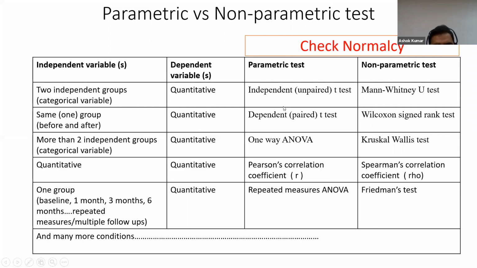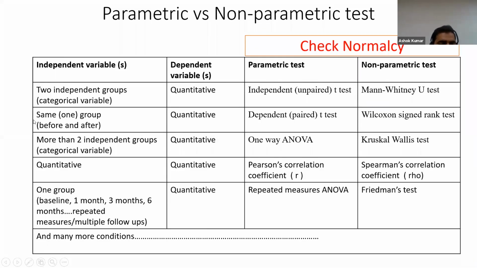So we have to use the independent or unpaired t-test if the dependent variable, that is quantitative, follows the normal distribution. So before a parametric or non-parametric test, we always have to check the normalcy of our dependent variable, the quantitative, continuous dependent variable. And if this quantitative weight variable doesn't follow normal distribution, then we have to use a non-parametric test, that is the Mann-Whitney U test.